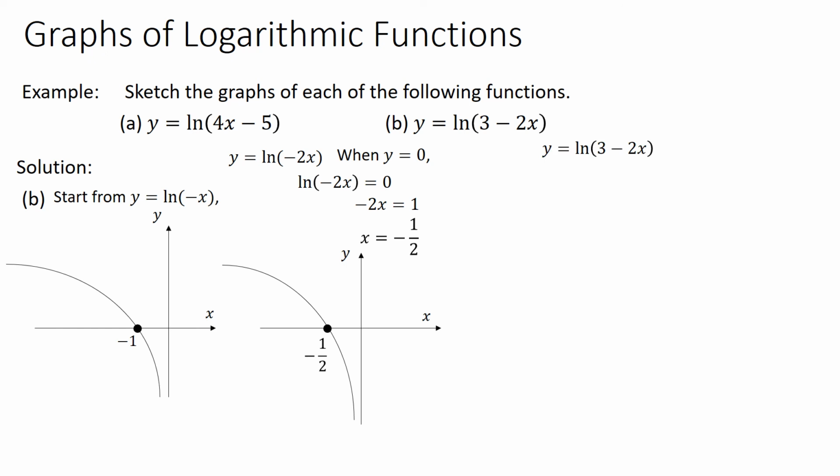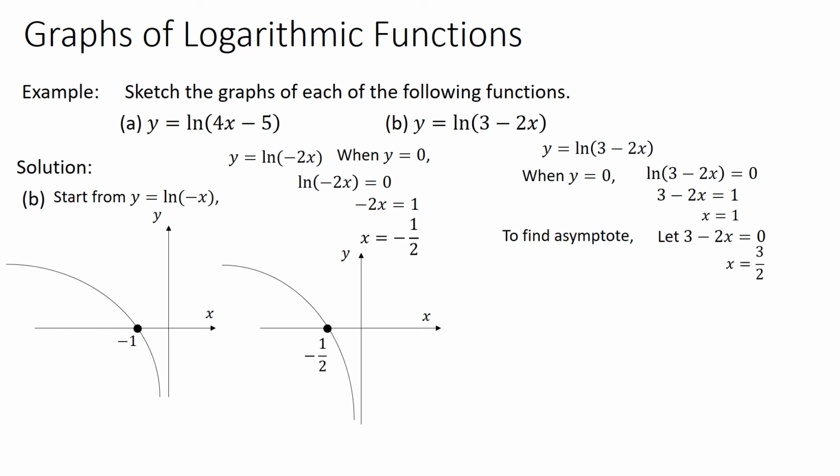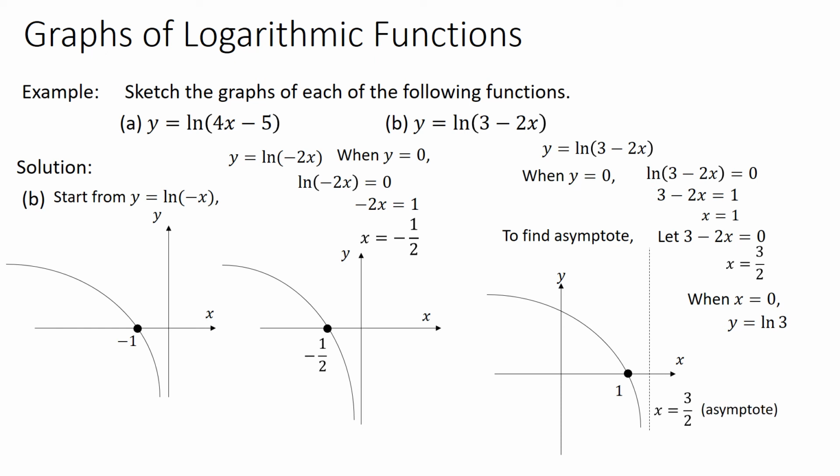Next, y equals ln(3 - 2x). When y equals 0, ln(3 - 2x) equals 0. So 3 - 2x is 1, and x equals 1. To find the asymptote, let 3 - 2x equal 0, x equals 3 over 2. When x equals 0, y is ln 3. Hence, this will be the graph where it cuts the x-axis at 1. This is the asymptote, x equals 3 over 2, and it cuts the y-axis at ln 3. So this is the final graph for B.